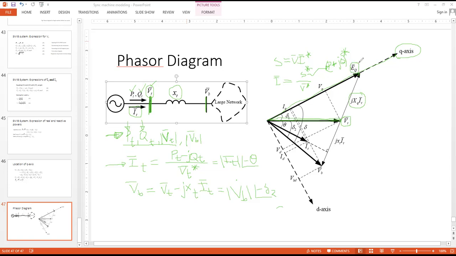EQ capital. We haven't seen this yet, so we will discuss how we are going to get it. So this VT plus JXQ IT is new for us. I will explain it now. When I calculate this phasor addition, I reach some phasor known as EQ, and we will see that this EQ actually lies along the Q axis. So we will see that.